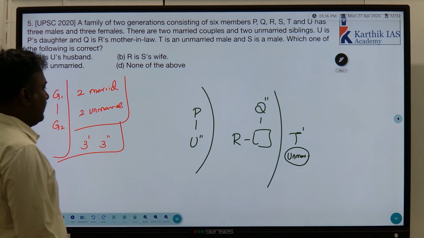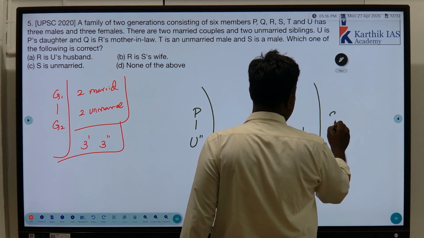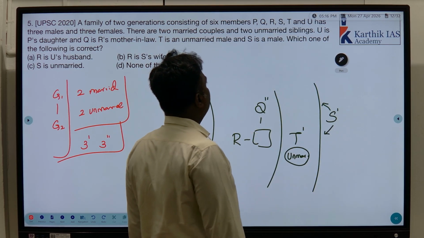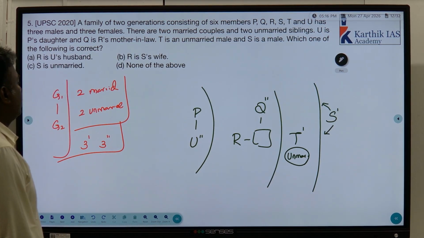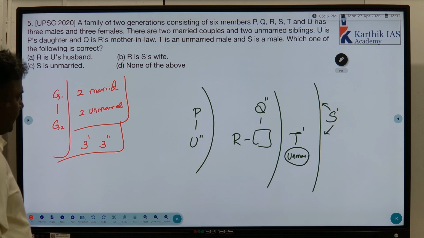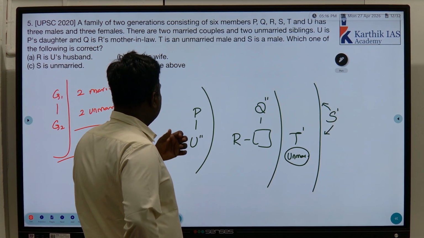S is a male, that we don't know where we can put. He may be in the first generation or second generation, that we don't know. Understand? There are three males and three females they mentioned already. Among that, S and T are male. We have found. Clear? Okay. See, already T is a male but unmarried. We can't put it here.